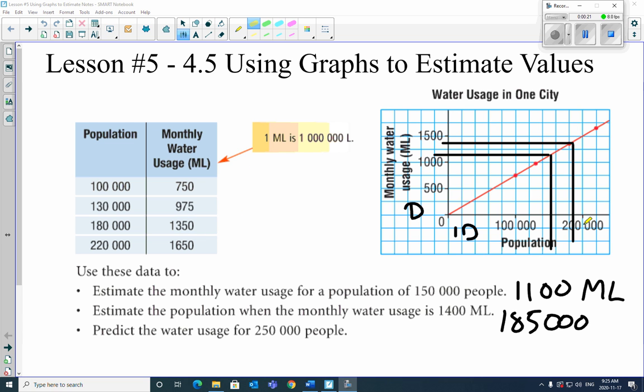We'll look at the graph. Population is along the bottom here, water usage is along the top. Now, if you look here, 1 ML is 1 million liters, right? Because the number is so big, we have to use these abbreviations. So, estimate the monthly water usage for a population of 150,000 people.